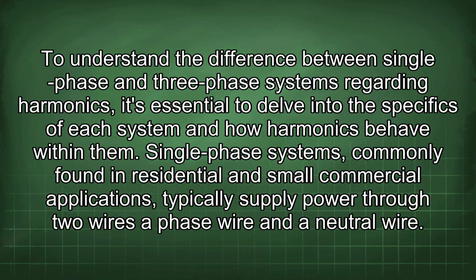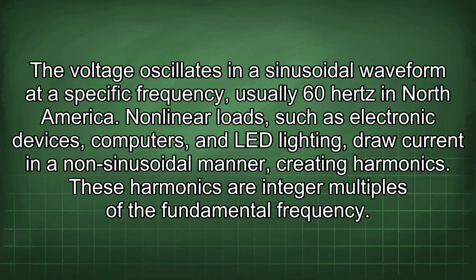To understand the difference between single-phase and three-phase systems regarding harmonics, it's essential to delve into the specifics of each system and how harmonics behave within them. Single-phase systems, commonly found in residential and small commercial applications, typically supply power through two wires, a phase wire and a neutral wire. The voltage oscillates in a sinusoidal waveform at a specific frequency, usually 60 Hz in North America. Nonlinear loads, such as electronic devices, computers, and LED lighting, draw current in a non-sinusoidal manner, creating harmonics. These harmonics are integer multiples of the fundamental frequency.